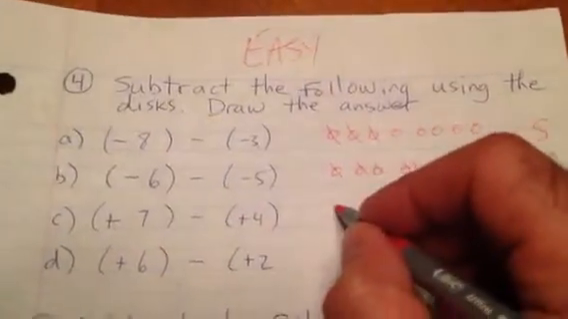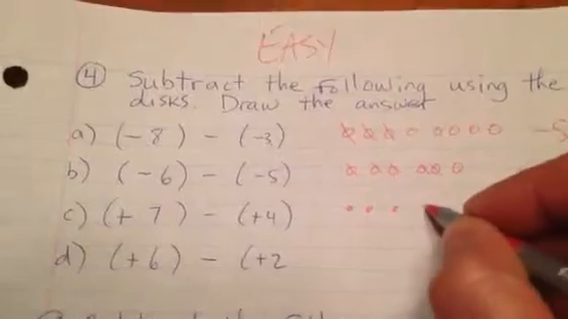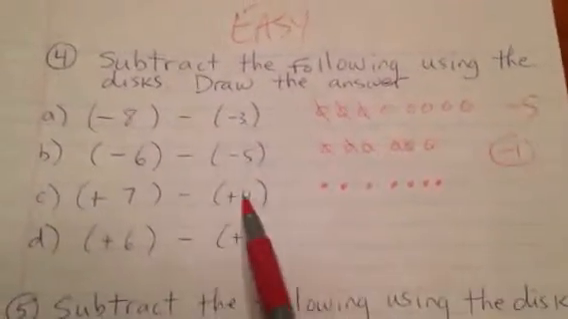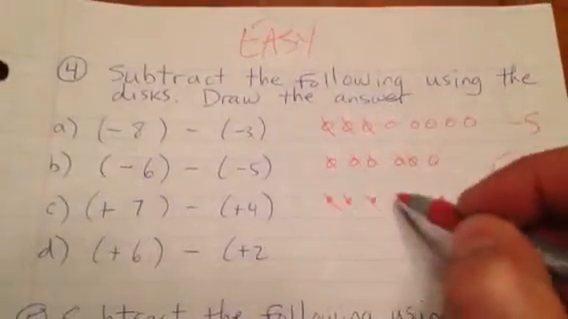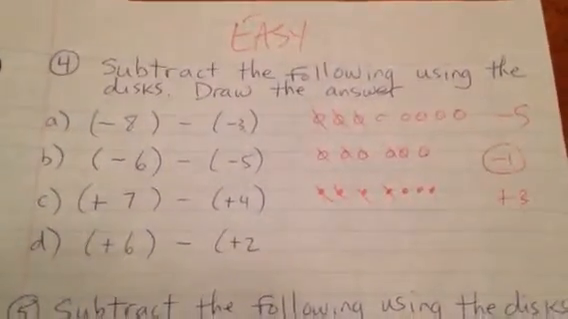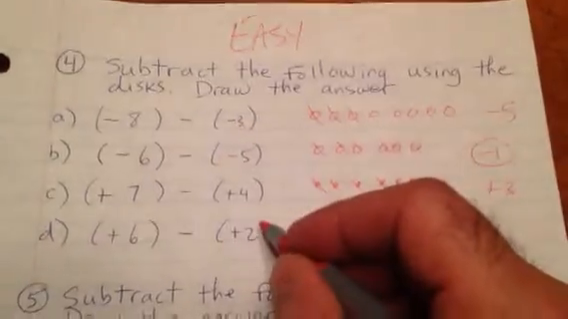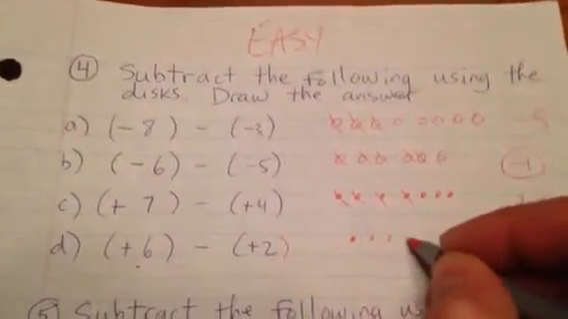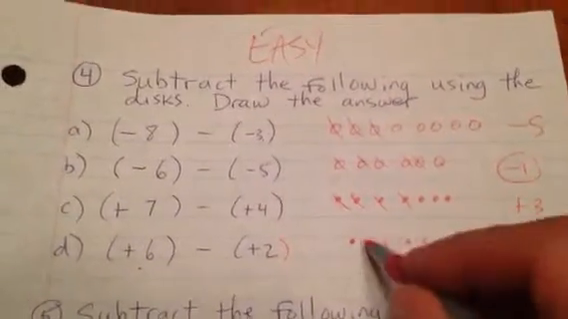+7, take away +4. So 1, 2, 3, 4, 5, 6, 7. I want to take away +4. I have them, right? 1, 2, 3, 4. I'm left with +3. And finally, I have a +6, take away a +2. So 1, 2, 3, 4, 5, 6. I want to take away +2.